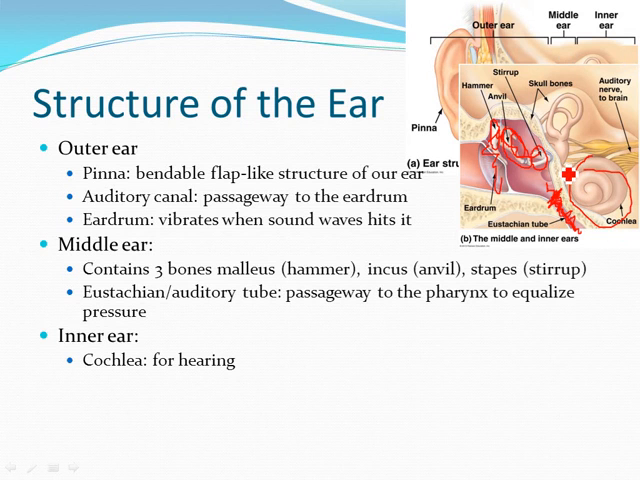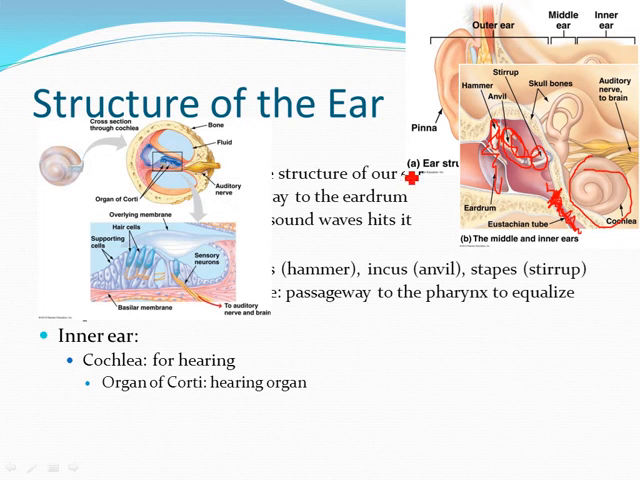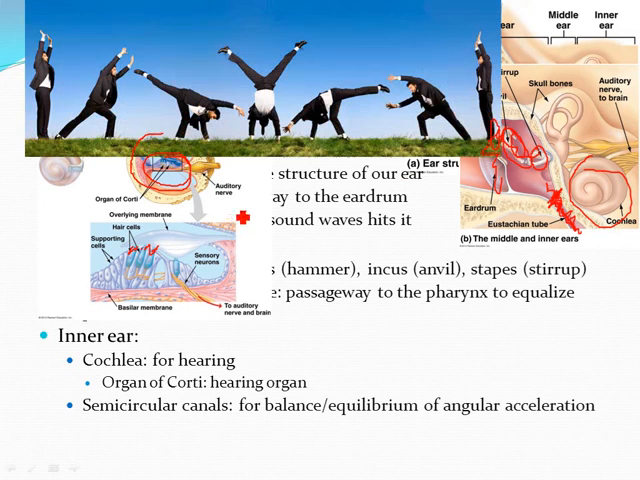The inner ear contains the cochlea. The cochlea is for hearing, and within the cochlea itself, there's this receptor here called the organ of Corti, and that's our hearing organ. They have these little hairs here that vibrate when sound waves pass by them.